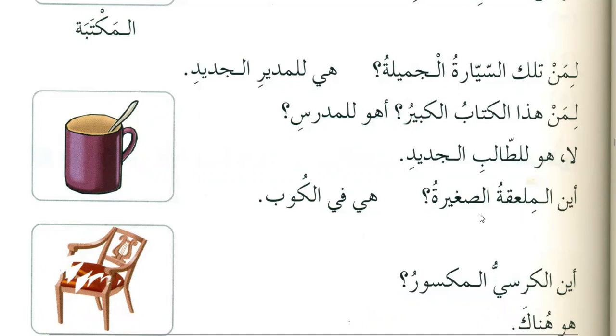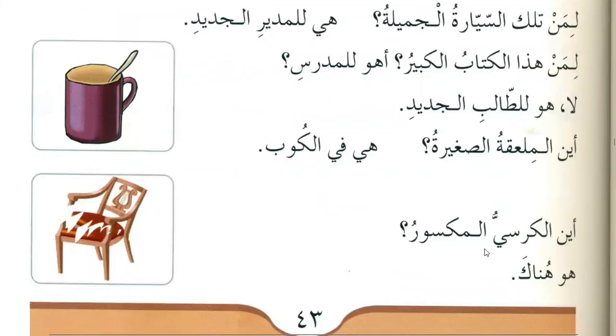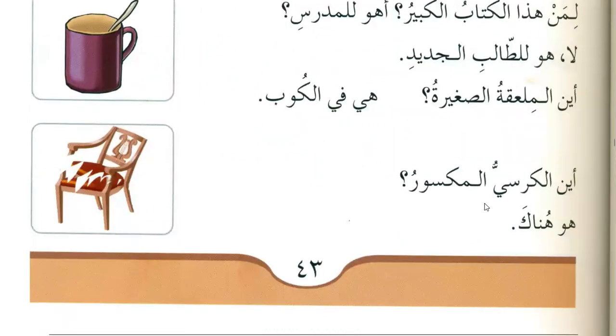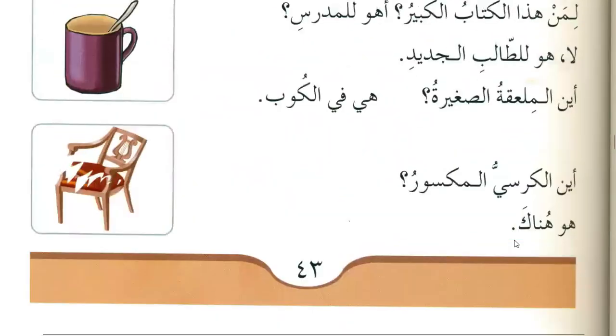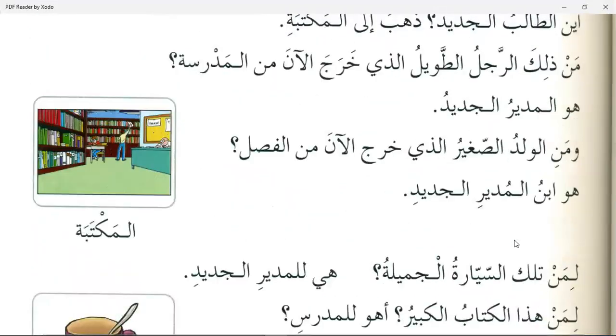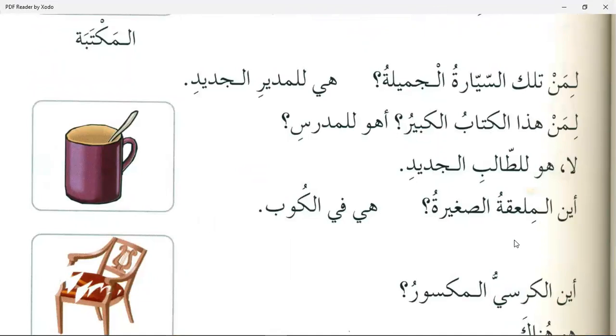Aynal milakatu saghira, where is the small teaspoon? Hiya fil kub. It is in the glass. Aina al kursiyul maksur. Where is the broken chair? Huwa hunaka. It is there. Who wants to read? Miss Rina.